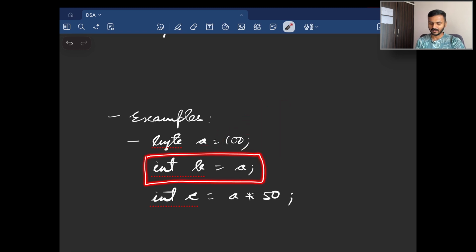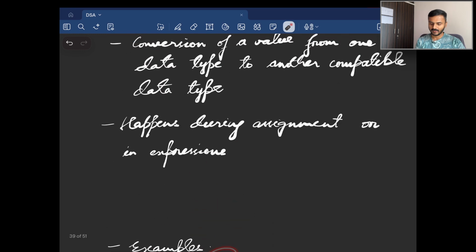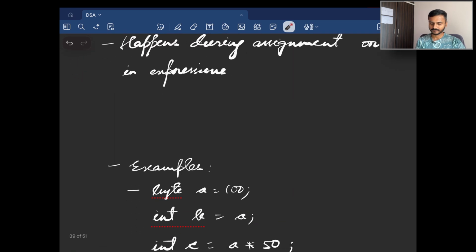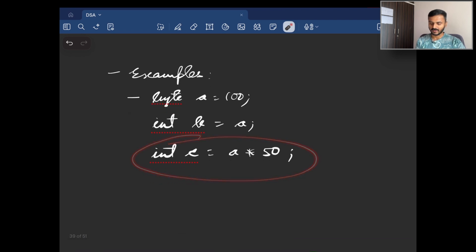Similarly, in the next statement, we are assigning whatever is stored in A to B. Now, A over here is of byte data type and B is of int data type. So in the first example, it was int getting assigned to byte, and in the second example, it is byte getting assigned to int. And since one data type is getting converted into another data type, type conversion is taking place. So coming back to the third example, over here we have A multiplied with 50. Now we know that A is of byte type and we are multiplying this with 50. 50 again is an integer literal like 100 over here.